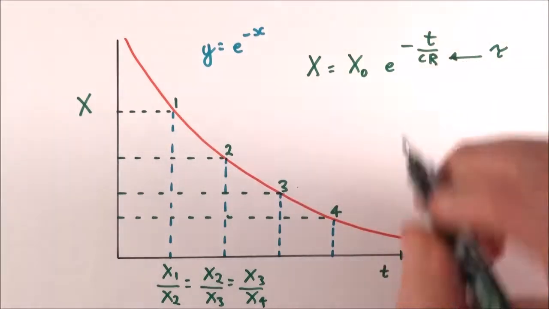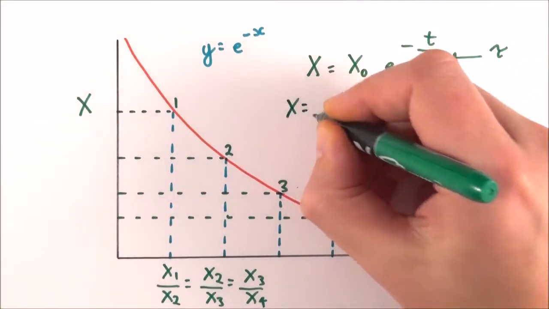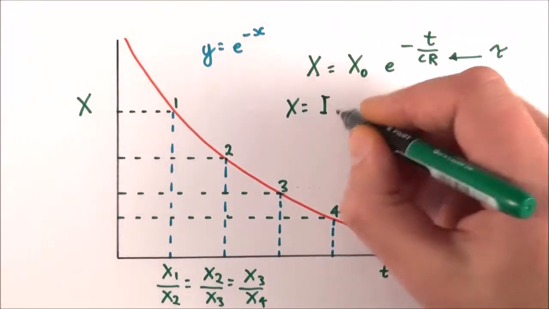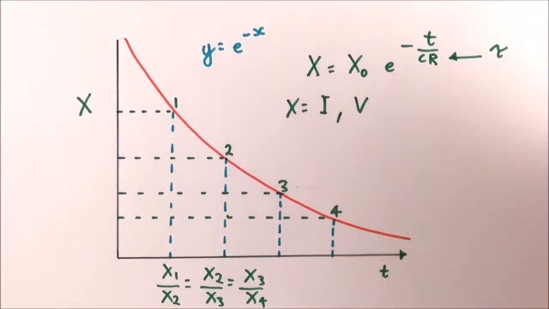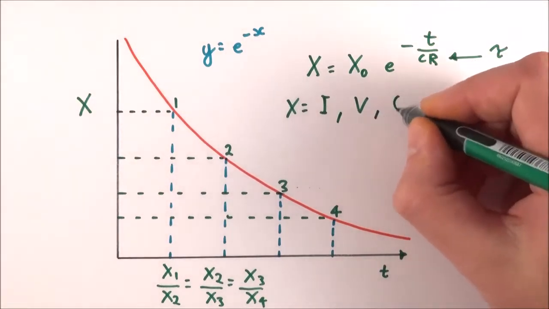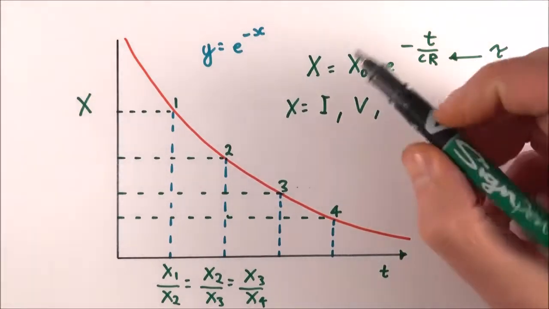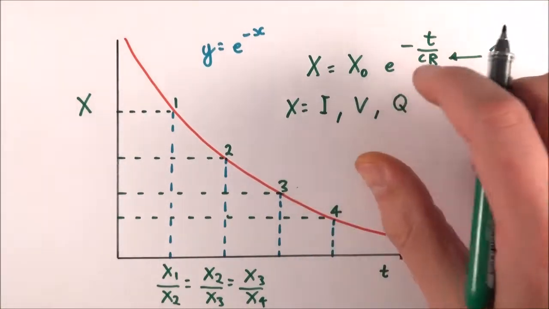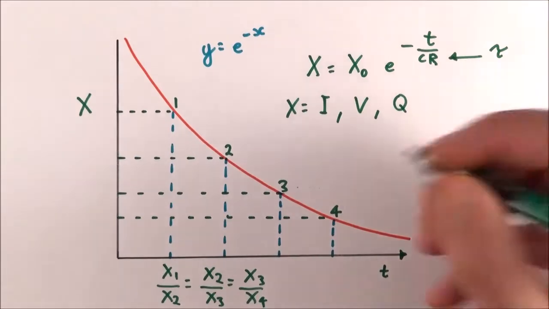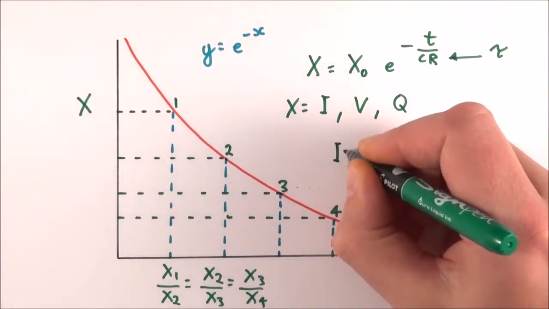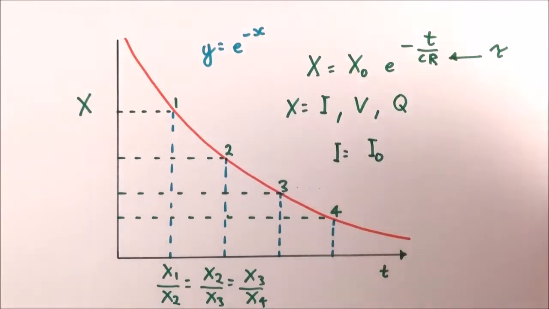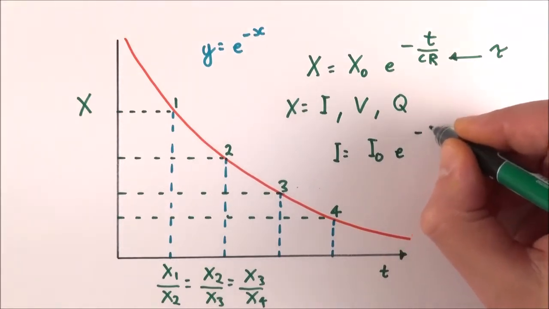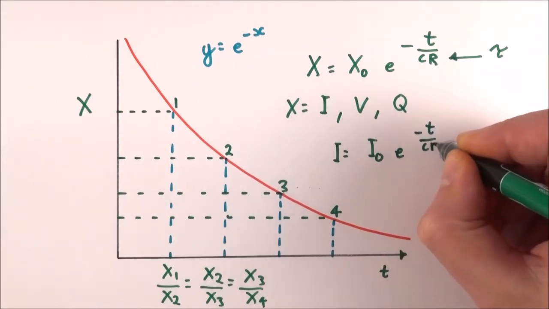Now it doesn't matter what x is. For example, x could be equal to the current flowing in that circuit, it could be equal to the potential difference across a capacitor, or it could be equal to the charge stored on that capacitor. And effectively that means if we want to know the current after a certain amount of time, we can say that the current flowing is equal to the initial current that flows multiplied by e to the minus t over CR.